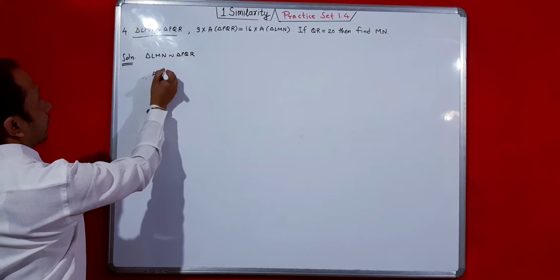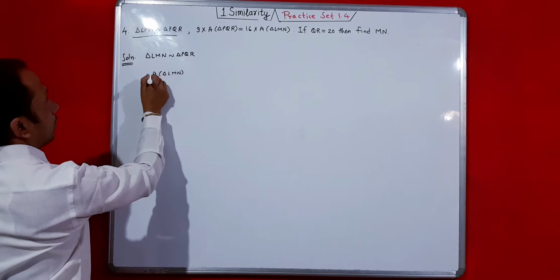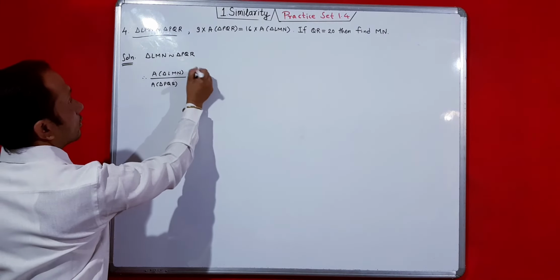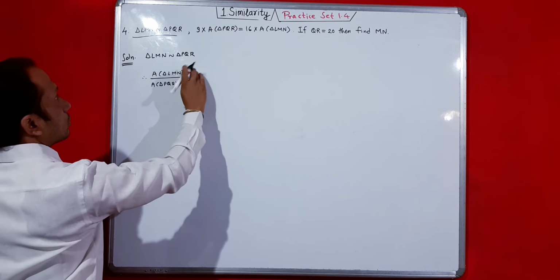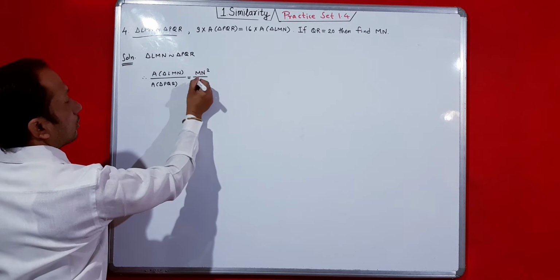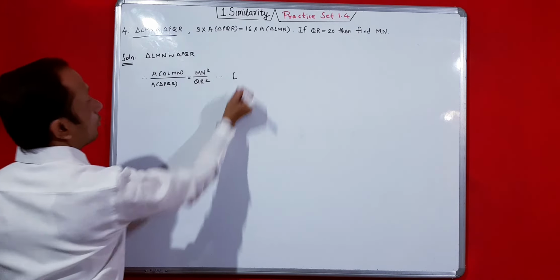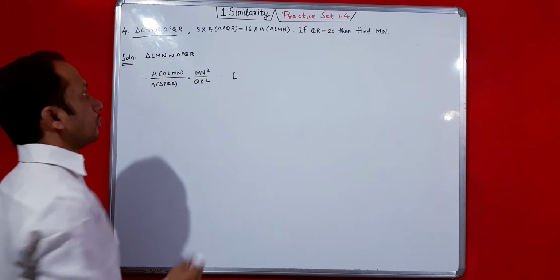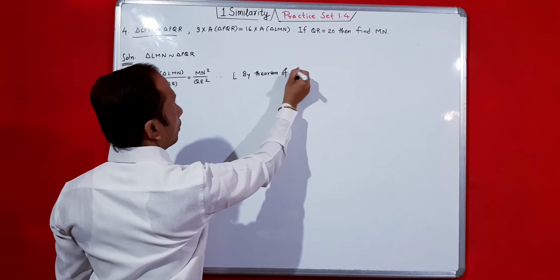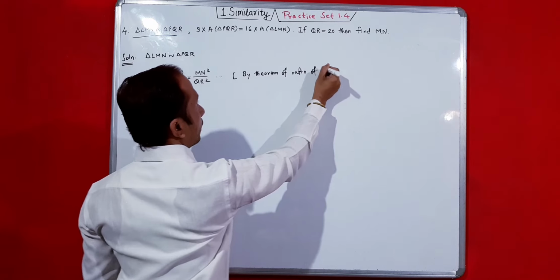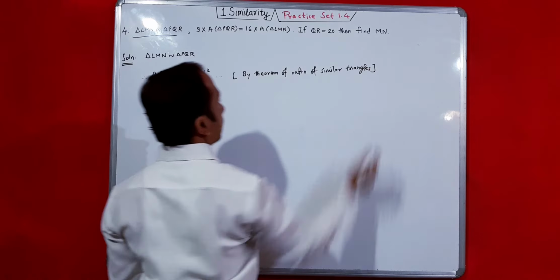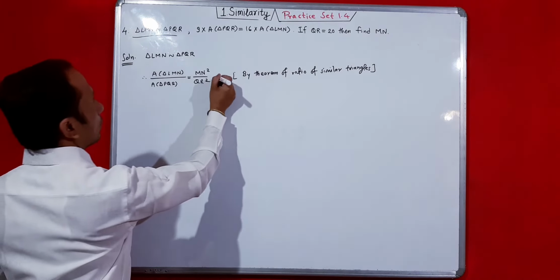Therefore area of triangle LMN upon area of triangle PQR. I want QR square. No sorry, this is LMN. So first I will write MN square and then QR square, by theorem of ratio of similar triangles. Just note this reason. Suppose this is 1.